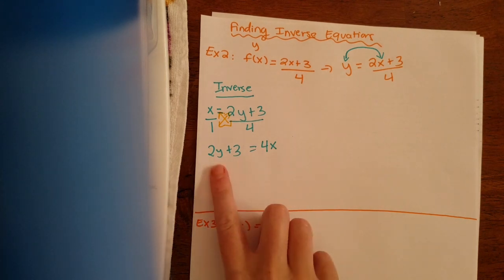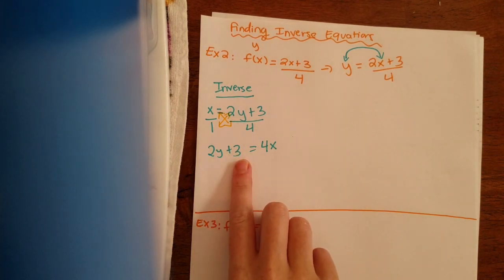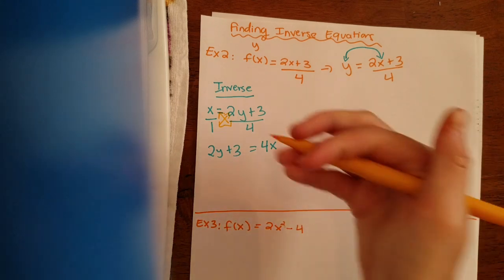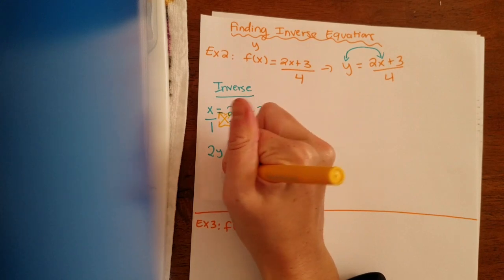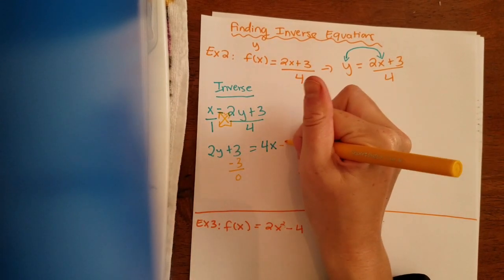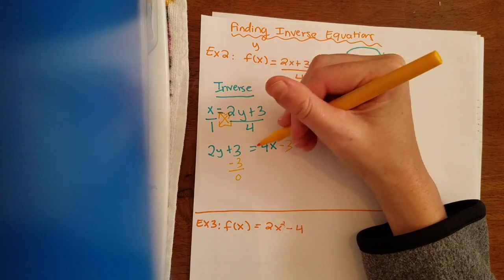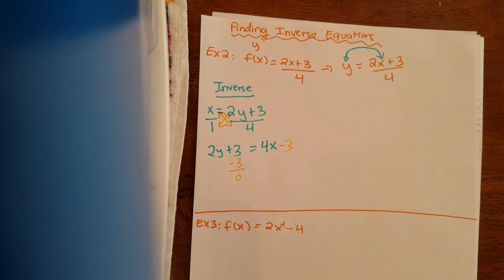The first thing we need to do, this 3 is currently getting in the way, so we need to move it to the other side. The opposite of positive 3 is negative 3. So I'm going to subtract this on both sides. I can't combine these because they are not like terms, so I'm just going to leave it as 4x minus 3.